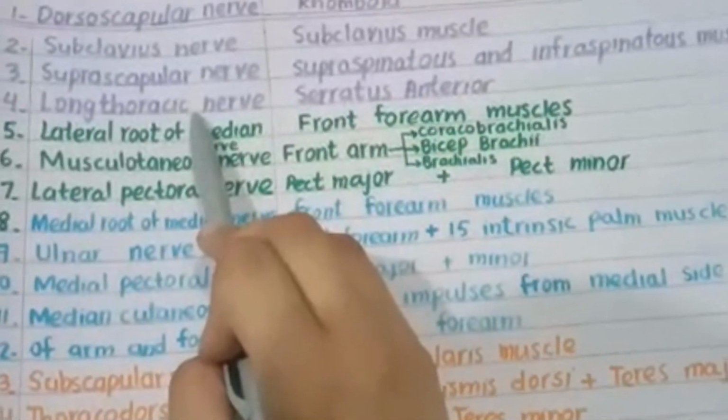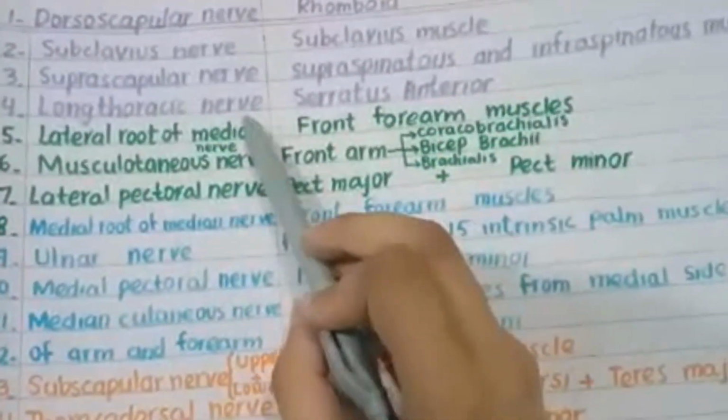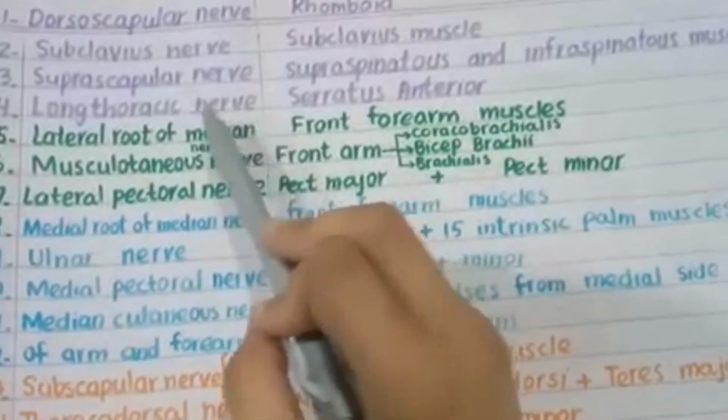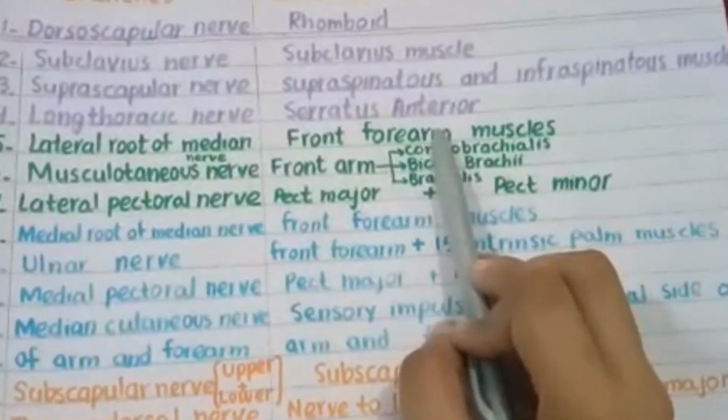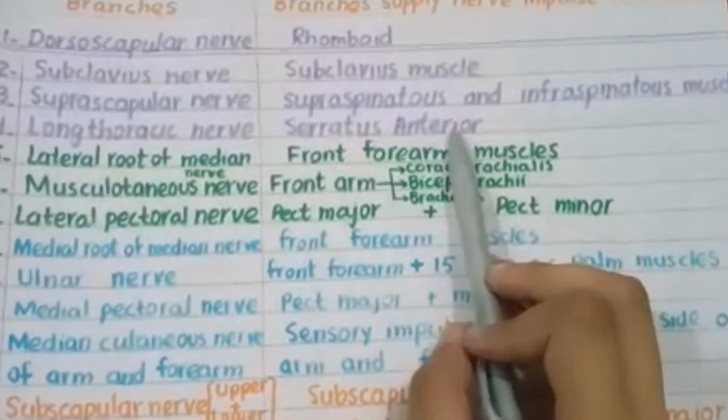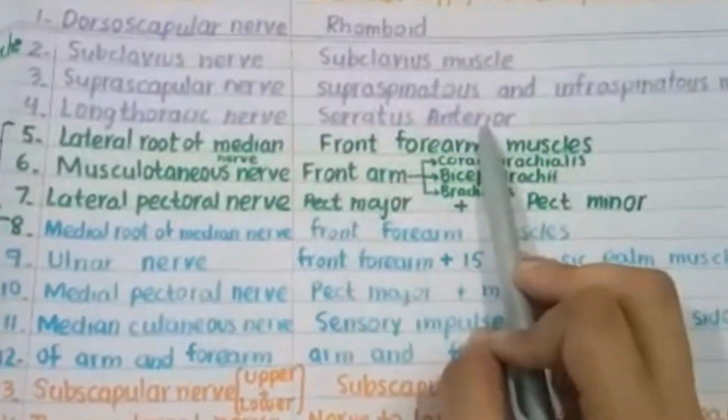Then long thoracic nerve, which arises from C5 to C7. These nerves supply serratus anterior muscles. The serratus anterior muscles are present along the ribs, and these muscles are involved in the overhead abduction.